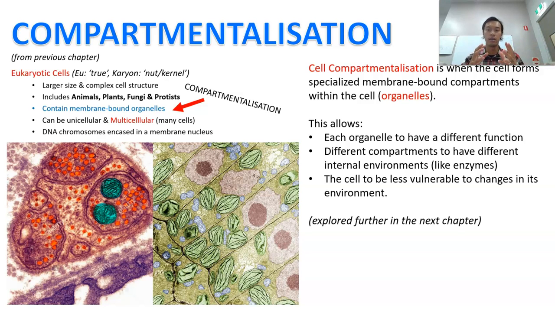By compartmentalizing itself, it allows each organelle to have a different function, and the different compartments to have different internal environments. For example, the stuff that's in here is going to be different from the stuff that's in here, and this one might have enzymes and this one might not. And by doing that, the cell becomes less vulnerable to changes in its particular environment.